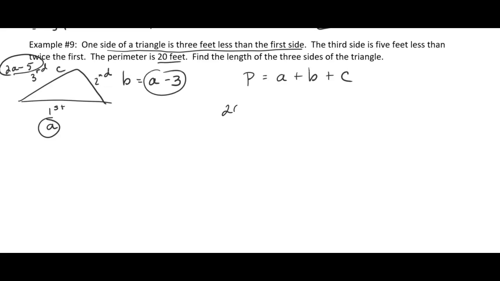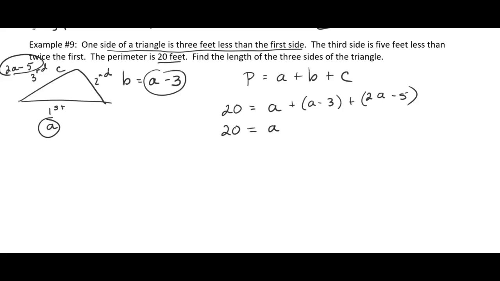So 20 is going to equal A, that's the first side, plus B, which is the second side, so A plus B plus C. C is the third side, 2A minus 5. Okay, now you have the equation. Once you get the equation, that's the hard part, and you have to read it and play around with it and practice these. They'll get easier.